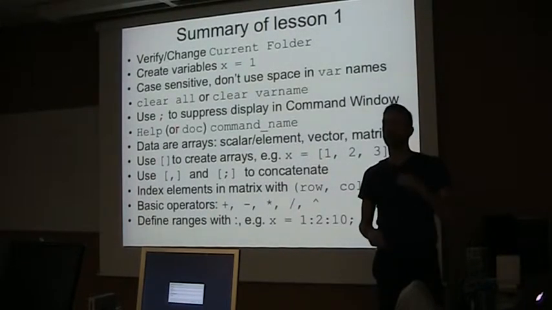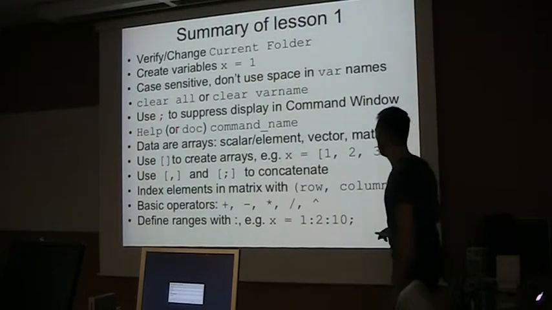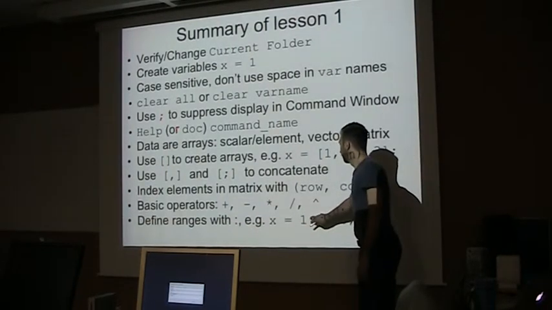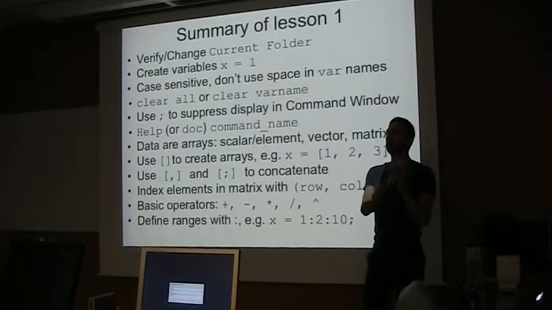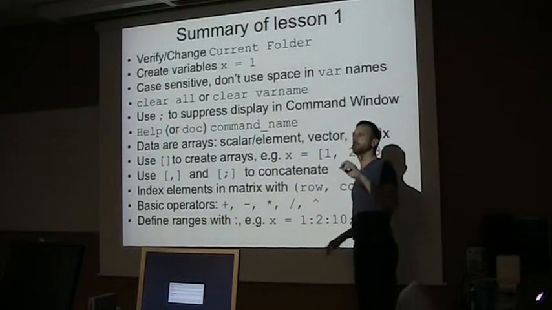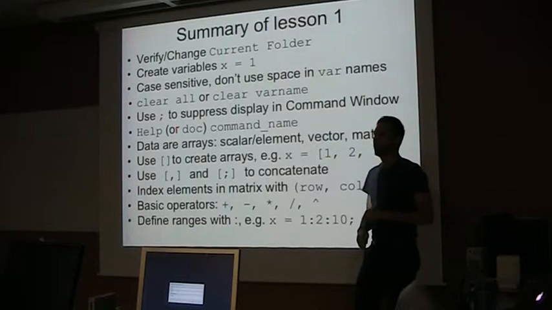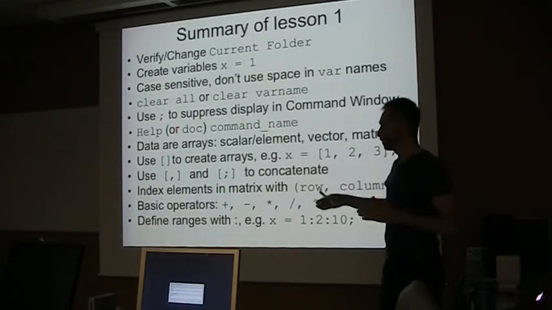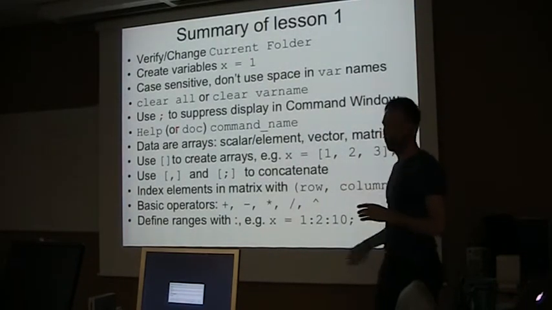And how do you define a range? Well, you put, for example, 1:10, which would take all the numbers increasing by 1 from 1 to 10. If you put 1 colon 2 colon 10, it goes from 1 to 10 in steps of 2. So 1, 3, 5, etc.